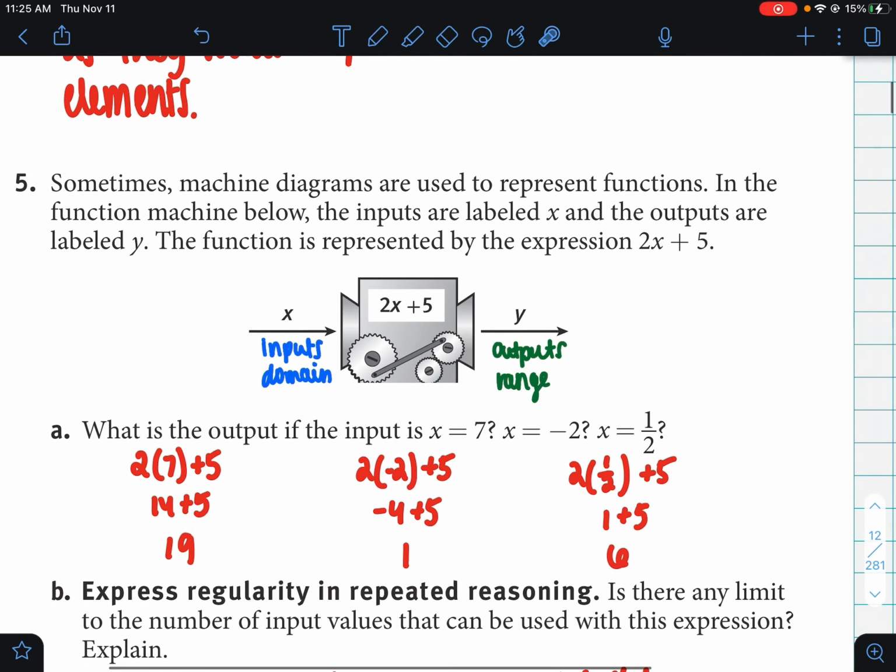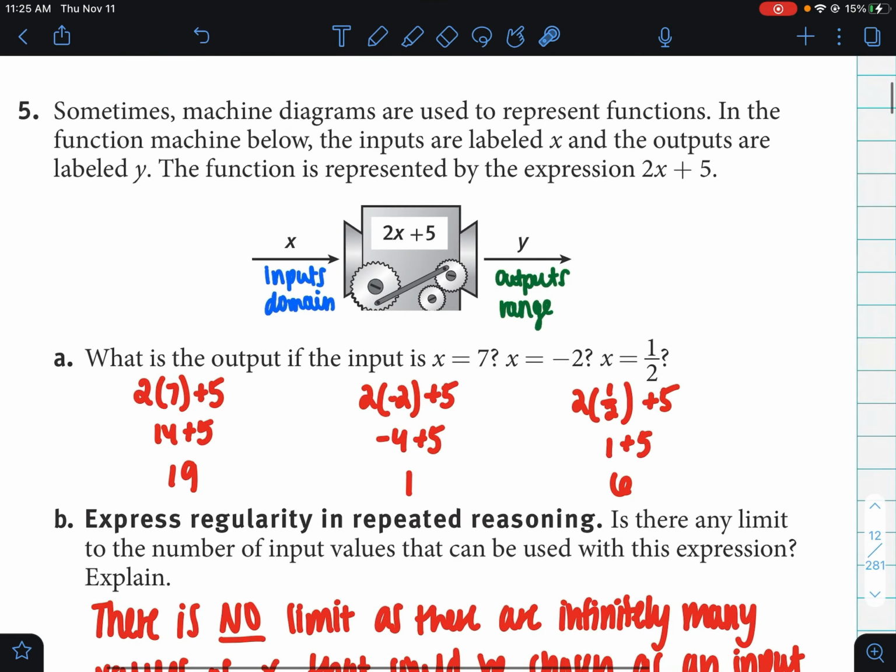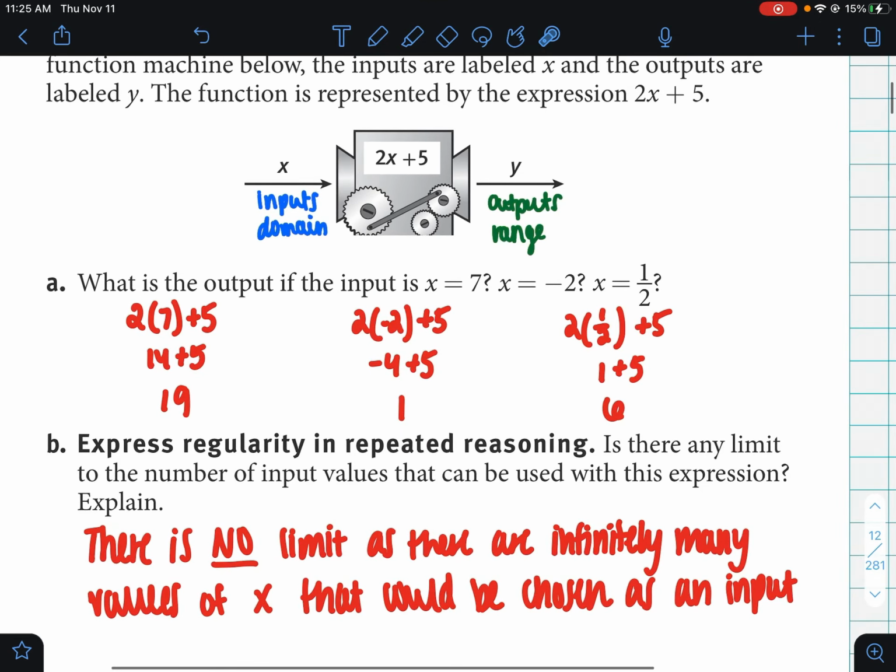Now, the next question says, is there any limit to the number of input values? So is there a limit to the number of x values that can be used with this expression? Is there any x value we can't put in? And the answer is no, right? You could pick any number of x, all the way from positive infinity to negative infinity. Okay, there's no limit to what we pick for x here.